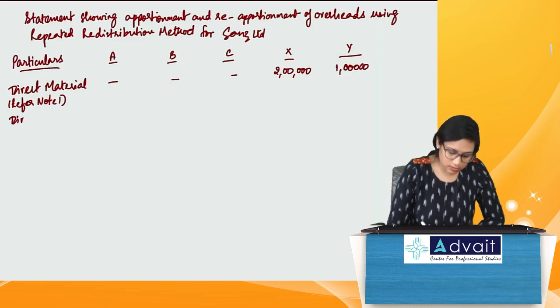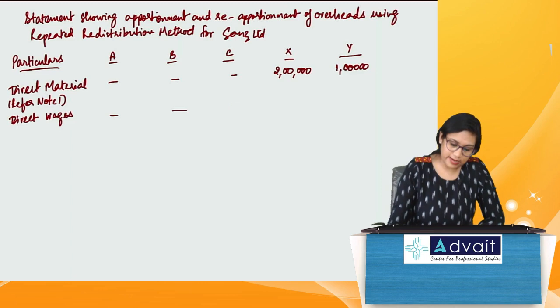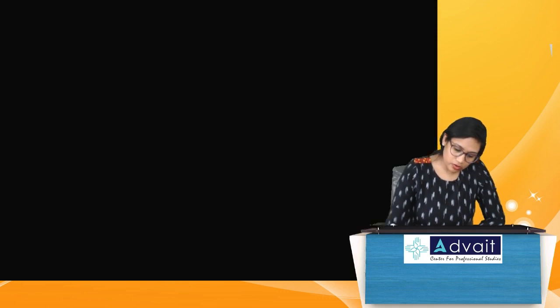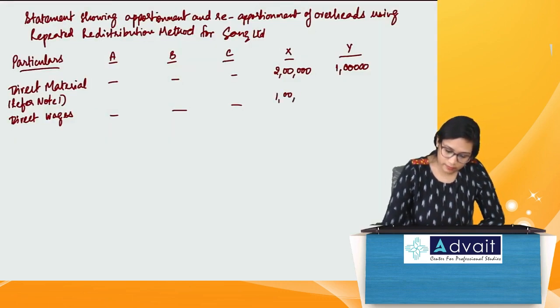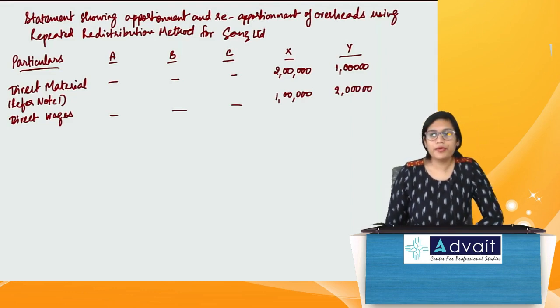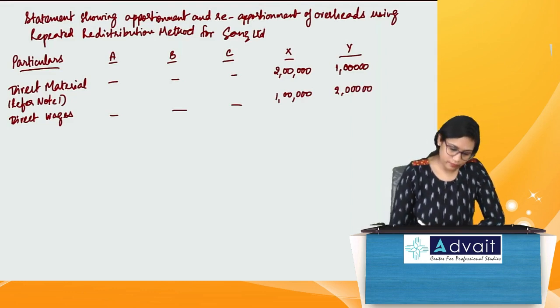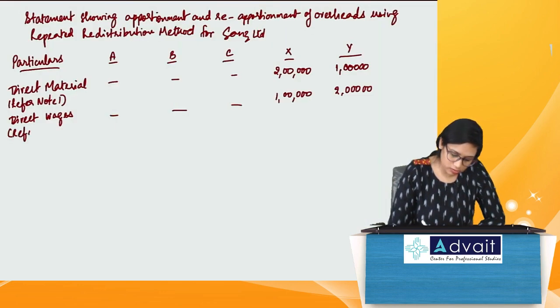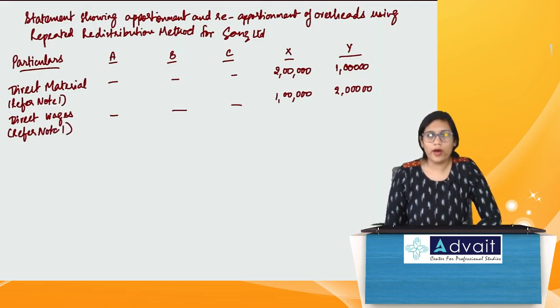Next, direct wages nil. For X and Y, 1 lakh and 2 lakh. Next, for this also write refer note 1. Refer note 1.